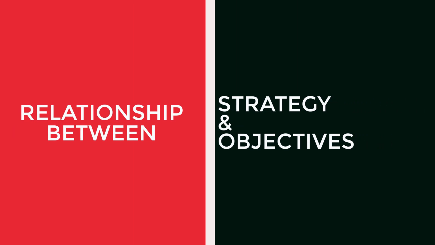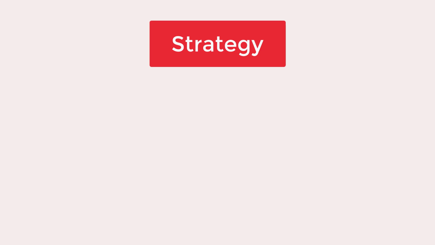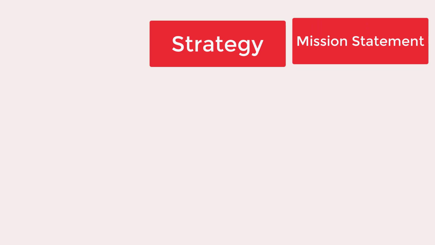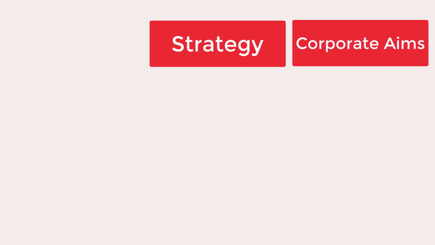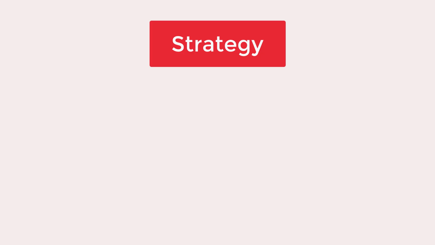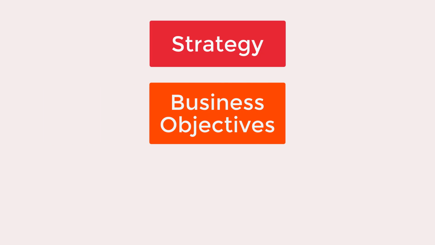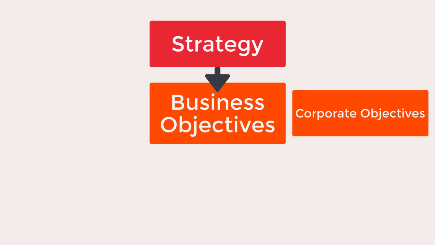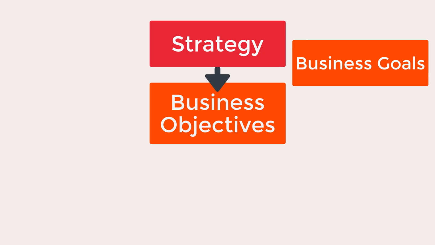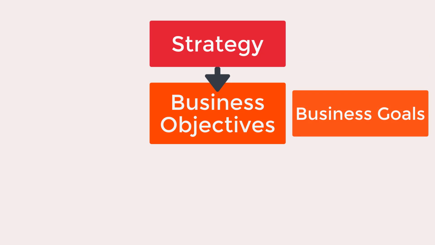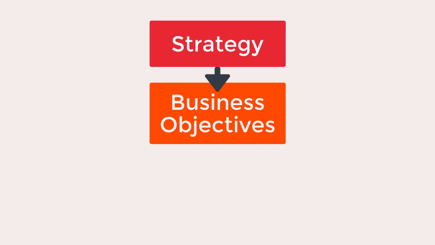And let's understand the relationship between strategy and objectives for a business. At the top comes strategy, also known as mission statement and corporate aims. After strategy comes business objectives. Another name for them is corporate objectives or business goals. Business objectives are derived from strategy. Without strategy, you can't really have business objectives. I'll explain that in a moment.